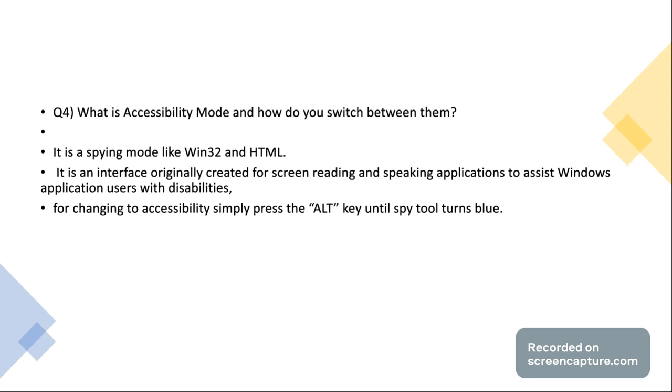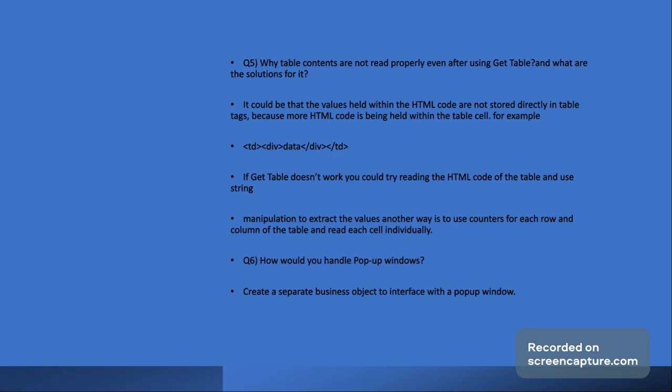It is a spying mode like Win32 and HTML. It is an interface originally created for screen reading and speaking applications, to assist Windows application users with disabilities. For changing to accessibility, simply press the Alt key until the Spy Tool turns blue. Q5. Why are table contents not read properly even after using getTable, and what are the solutions for it?